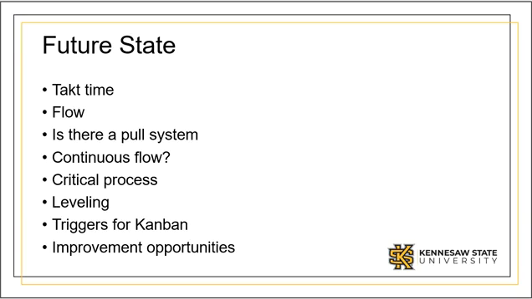What is the critical process? Is this the process that requires the most time, robustness, or technical ability? All other process steps fall in line behind this step. If there is a failure here, the line will halt. Can we level the process? What would be the triggers for a possible Kanban system? And as always, what are any and all opportunities for improvement?